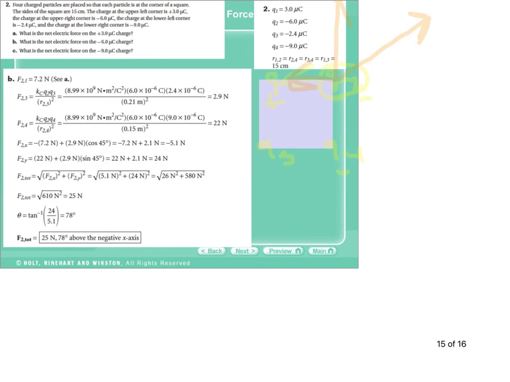So bring those down here. So we want this one, and this one. Now, the force between 2 and 1 we calculated on part A. It's the same force, and that was 7.2. So this one's 7.2. The force between 2 and 4 is 22 newtons on upward.